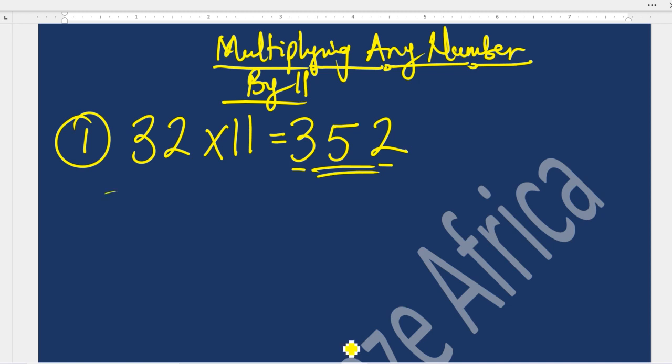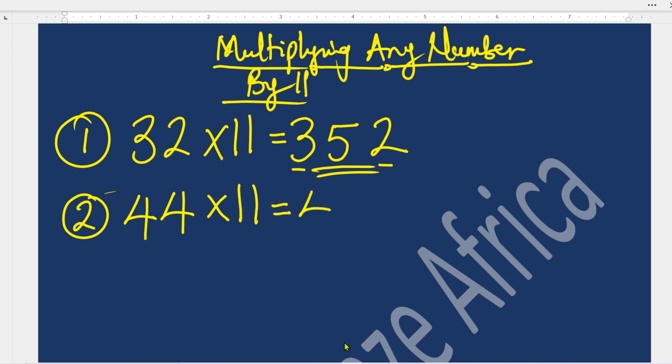Yes. Now look at another example. 44 times 11. Write down the first digit and the last digit, giving a space in between. Add the two digits together. You're going to have 8. 4 plus 4 is 8. Write 8 at the middle. So 44 times 11 is 484. Get ready, I'm starting my competition shortly.